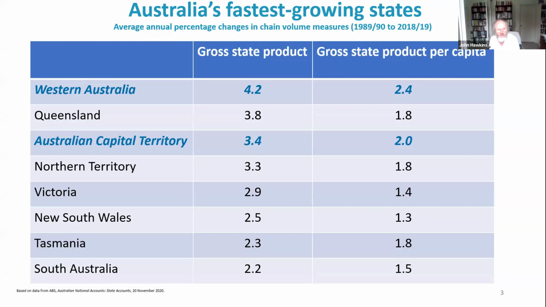joining those two states as strong performers is the Australian Capital Territory, and it's even closer when you do the comparison on a per capita basis. The reason I chose this time period, I had hoped to go further back, but the National Library being shut made that harder to do. So this is what's available from the ABS website.